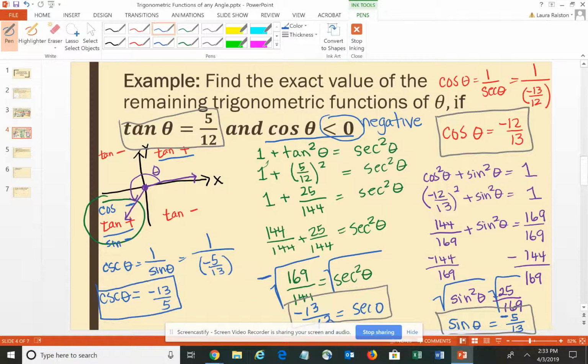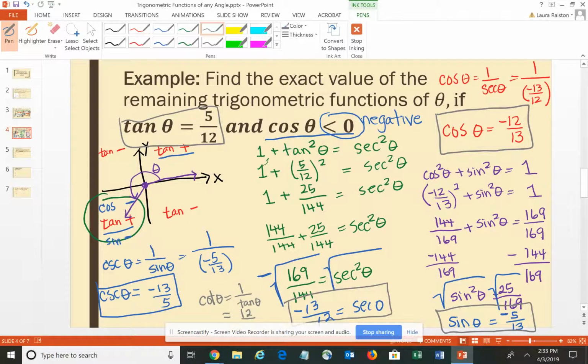And the one that's missing is my cotangent, which I guess I could have done first because cotangent, if you'll remember, is the reciprocal of the tangent. I already have the tangent. It was given. So I'm going to have 12 over 5. Okay, so there's the last one. So that gets us all 6 of the 6 trigonometric functions.